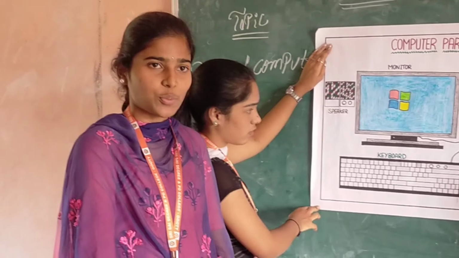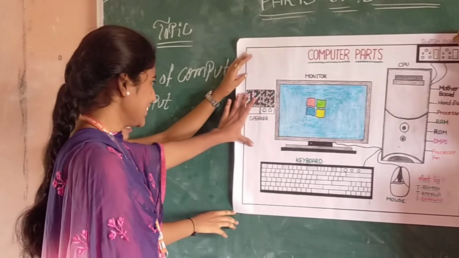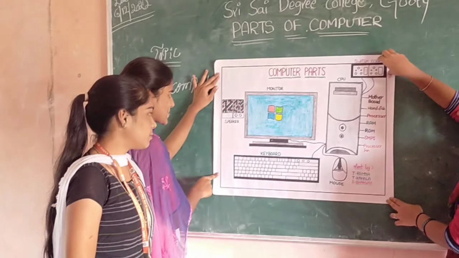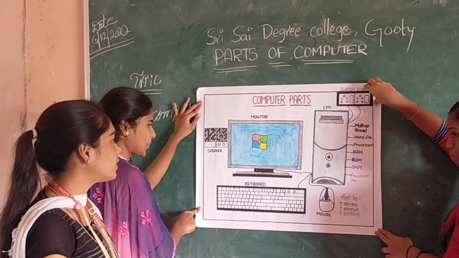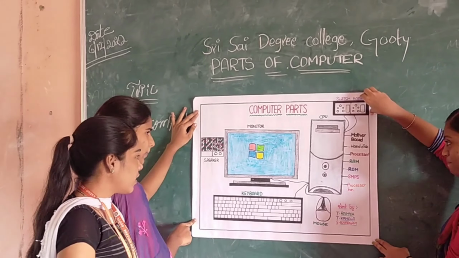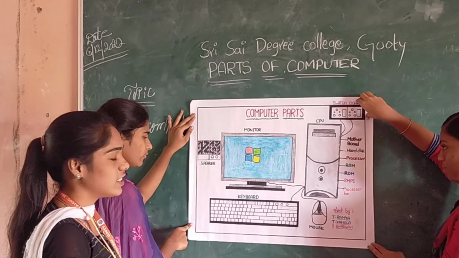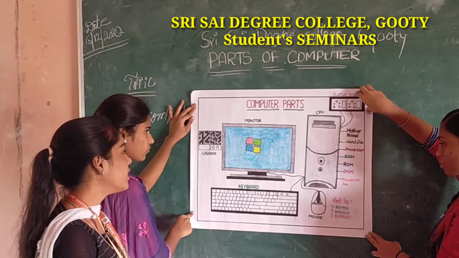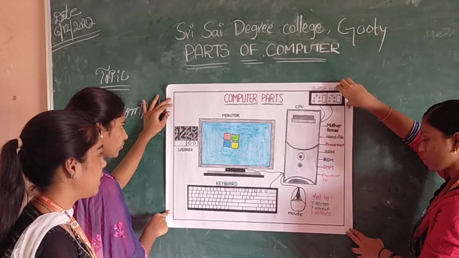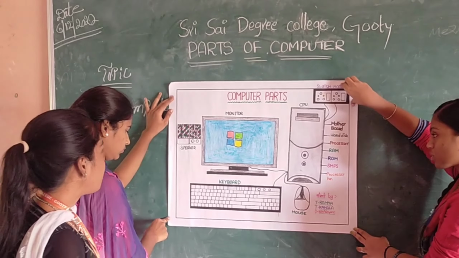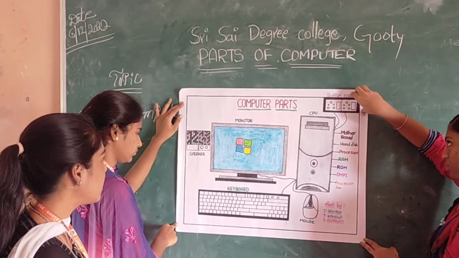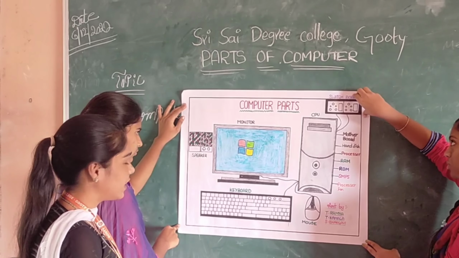Then, continuing, the next topic is the monitor. Uses of the monitor: the main example is display. The purpose of using a monitor is display. An example is television. A monitor also connects with a VGA cable to display saved data. So these are the uses of the monitor display.